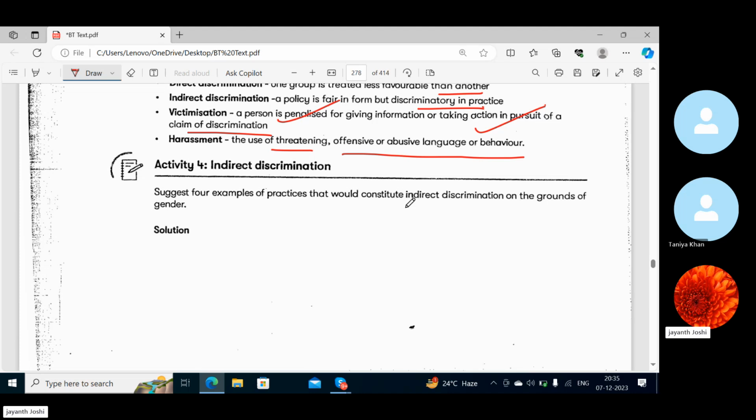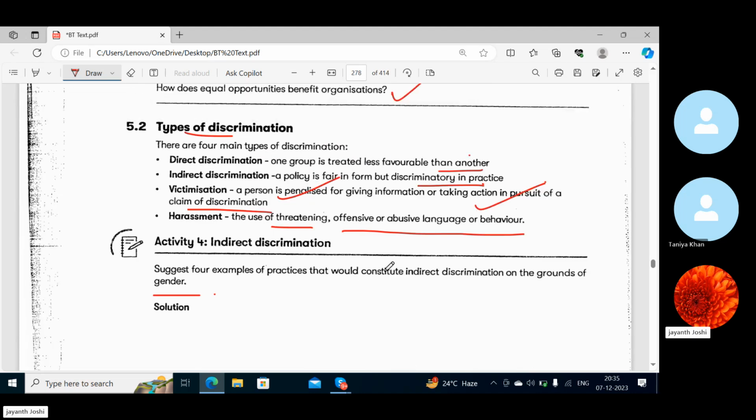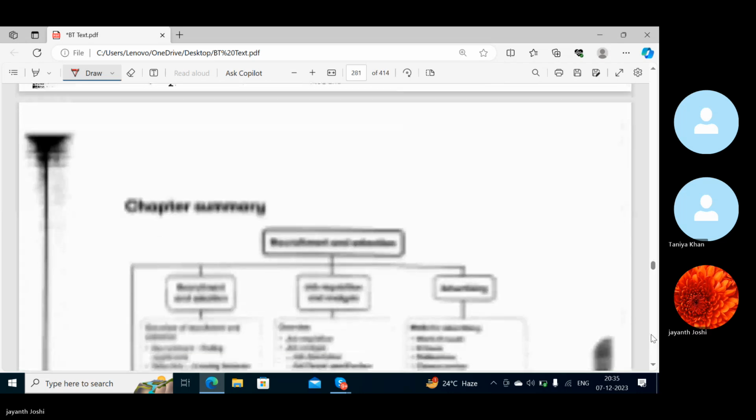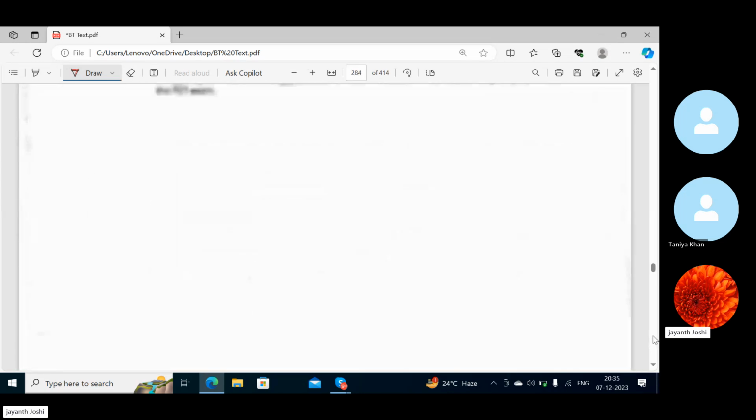Suggest for example of practices that would constitute indirect discrimination on grounds of gender. Can you just give me the answer for this? See, they say that some kind of work is not suitable for women, some kind of work is suitable only for men, right? One can be male teachers for pre-primary. Yeah, they can put anything, right? They can discriminate based upon the work, and they can assign the work on those grounds, right? So let's see what four examples they have given. They may explain in a best possible way.